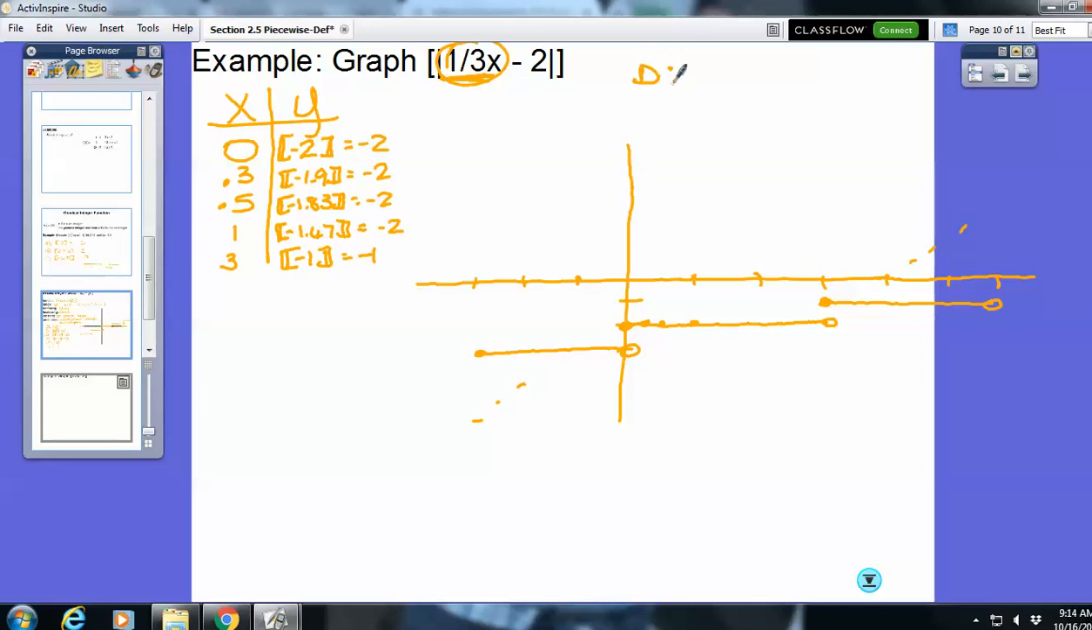What's the domain of this? That'll always be all real numbers for the greatest integer function. What's the range on this one? Negative 3, negative 2, negative 1. You could list them and put the dot, dot, dot, or say all integers, so either way. Questions on that one? You guys remember doing these before?